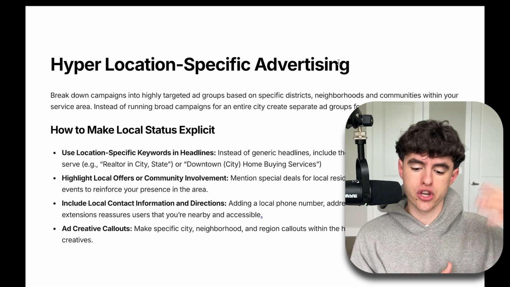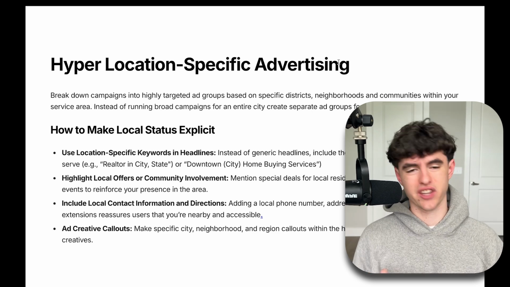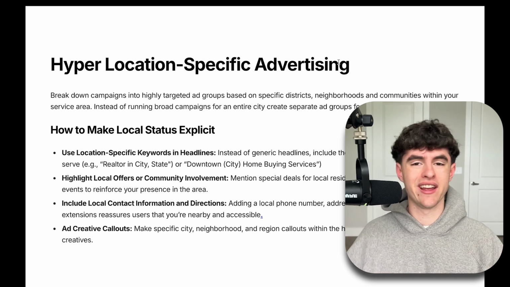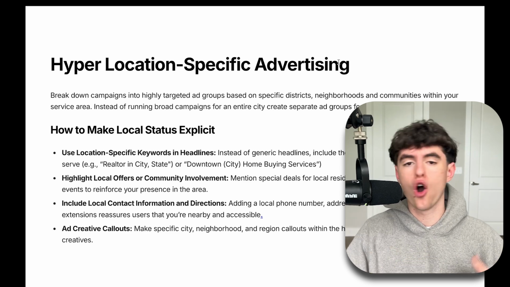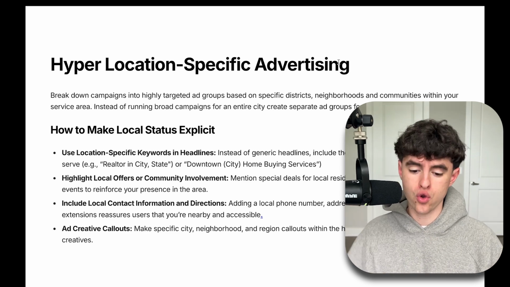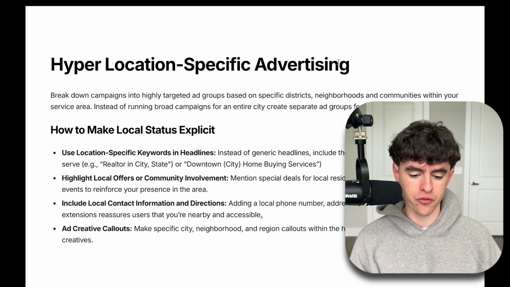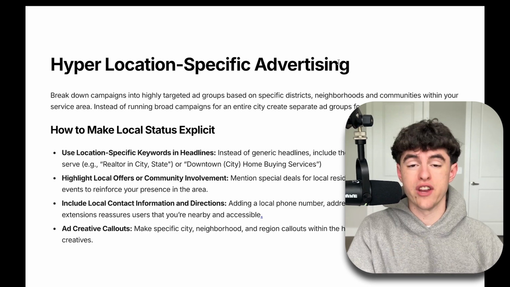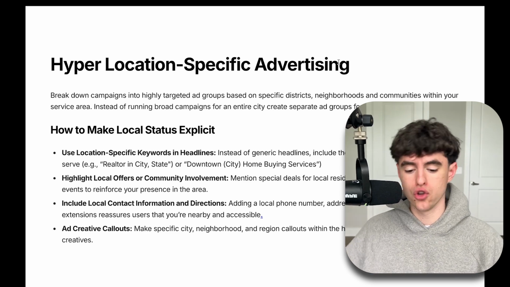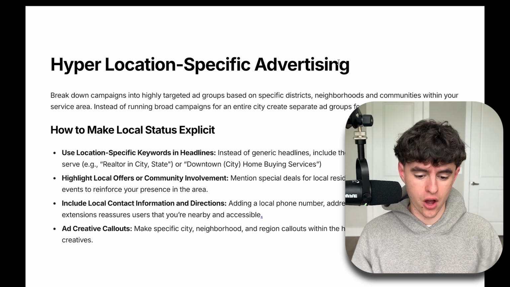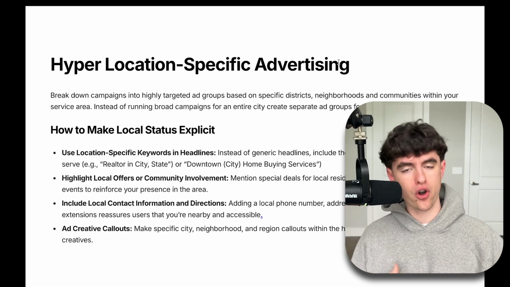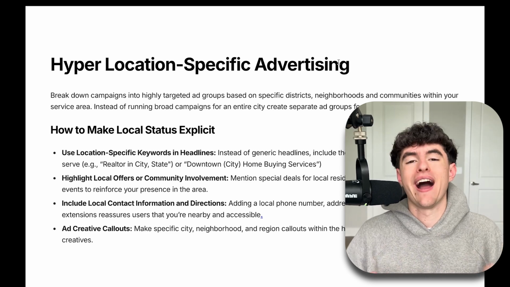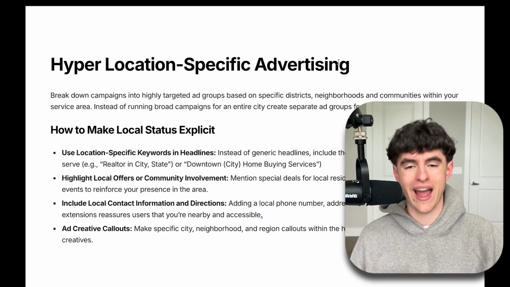The first thing is you can use specific keywords in headlines. Instead of generic headlines, include the city, neighborhood, or region that you serve. For example, Realtor in Tucson, Arizona, or downtown Tucson home buying services. You can also highlight local offers or community involvement. You can mention special deals for local residents, or reference community events to reinforce your presence in that area. You can also include local contact information and directions. This one works really well. You can do this by adding a local phone number, address, or map link in your ad copy or extensions, which reassures your users that you're nearby and accessible. It confirms your locality in their head.